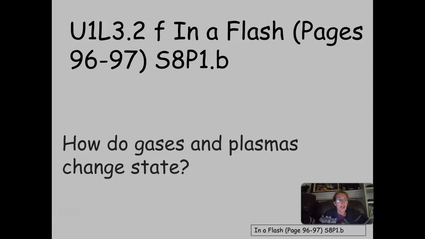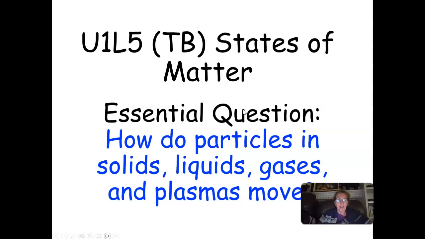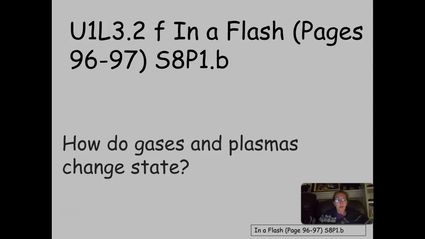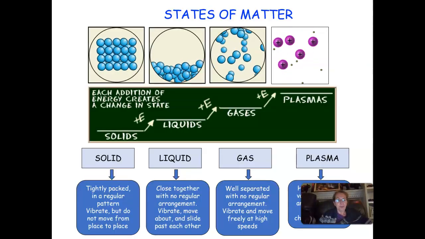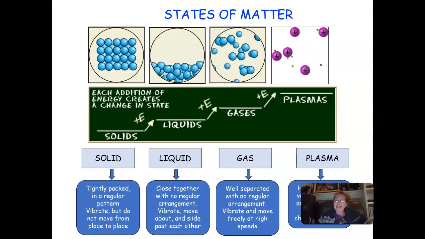Okay, so here we are on a game board at 3.2F. We're going to back up a little bit, and I'm going to remind you that we are in Unit 1, Lesson 5 in your textbook. So if you're looking for this on your own in your textbook, that's what you would look for. And we're going to look at how do gases and plasmas change state. So back to this slide.